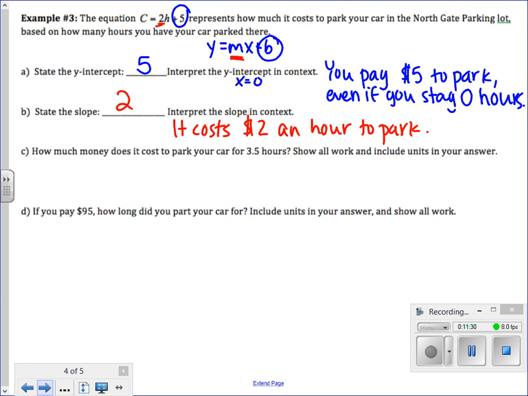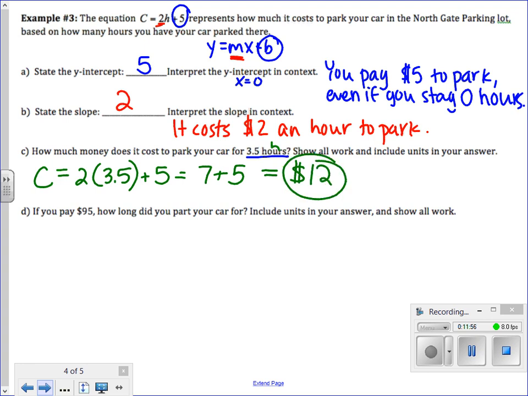Now, how much money does it cost to park your car for 3.5 hours? If I'm told 3.5 hours, that means you're going to put 3.5 into the equation for h. So cost equals 2 times 3.5 plus 5. When I simplify that, 2 times 3.5 is 7, plus 5, which is $12. So you're going to pay $12 if you park your car for 3.5 hours.